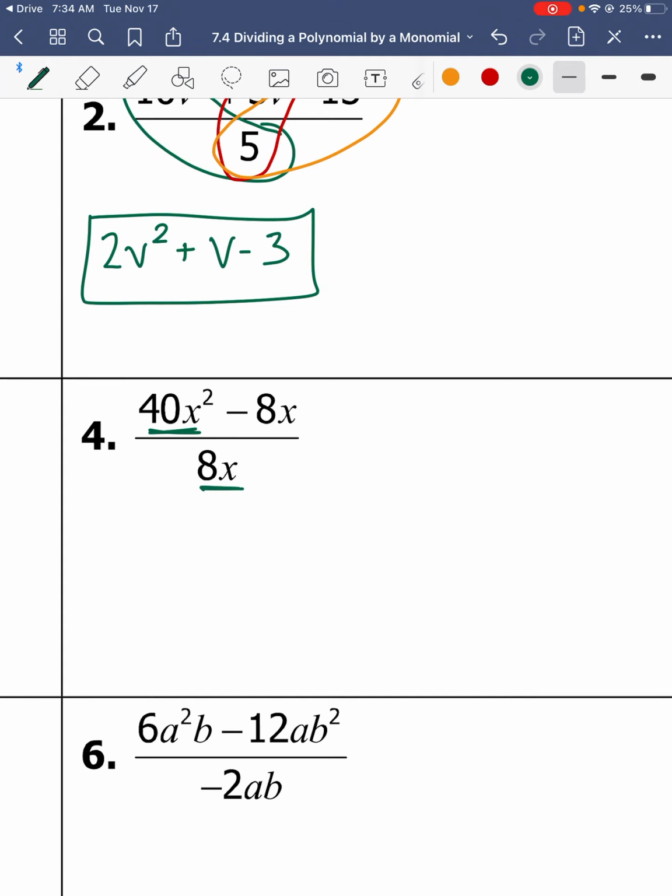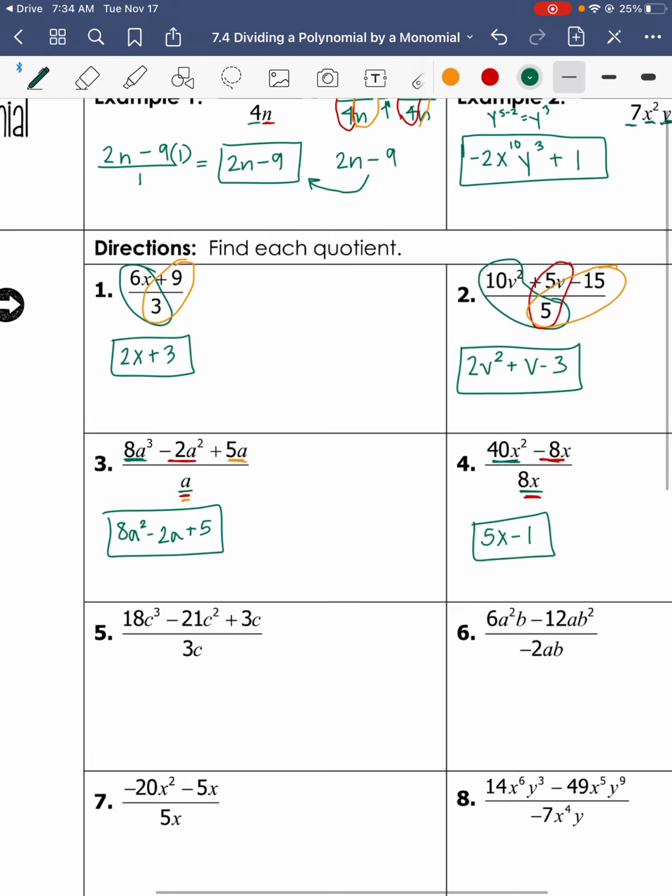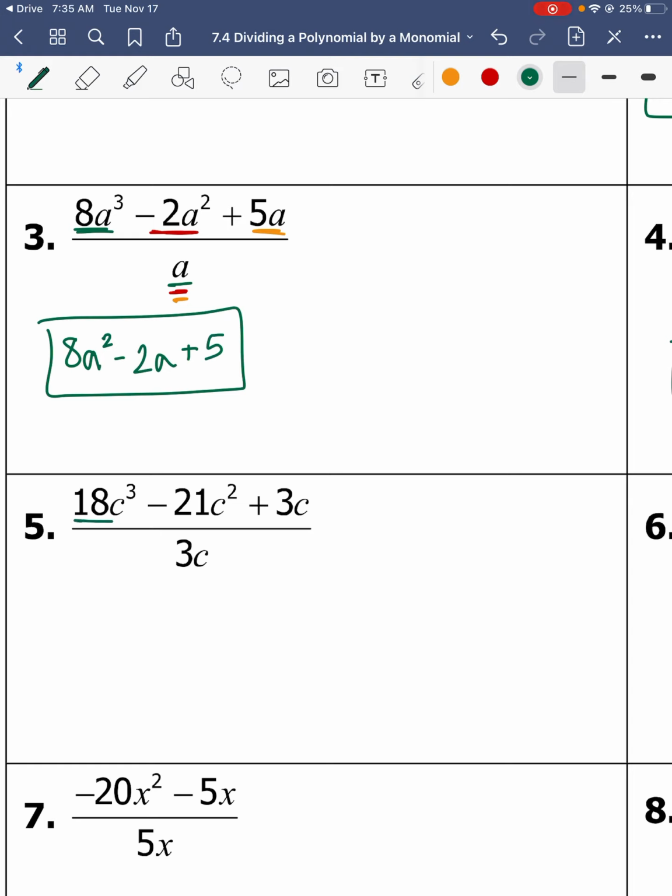All right, so let's look at 40x squared divided by 8. Well, 40 divided by 8 is 5. And x squared divided by x is just x. And then negative 8x divided by 8x. Well, negative 8 divided by 8 is negative 1. X divided by x is 1, so we're left with just 5x minus 1 here.